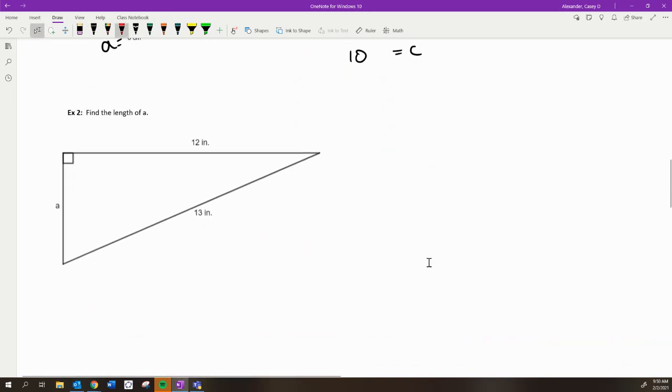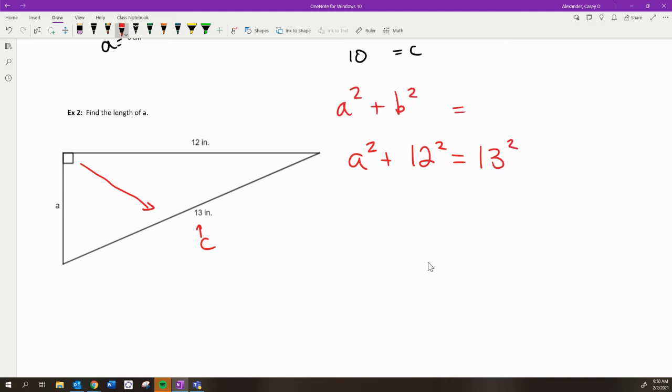So this one, the C, in our case, is the longest side. The side across from the 90-degree angle is the 13-inch side. And so I could say that A squared plus 12 squared equals 13 squared. Again, that's just because A squared plus B squared equals C squared. And I decided that C was the 13-inch length. And so then I know that 12 squared is 144. 13 squared is 169. The difference here is that I have the number I'm looking for plus 144.